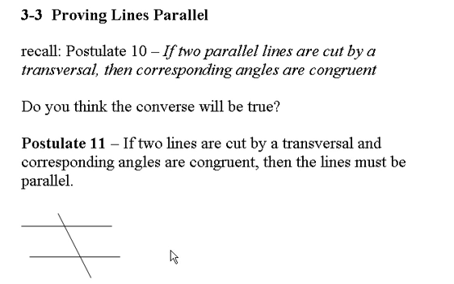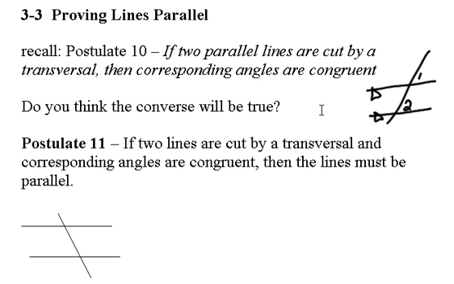Section 3.3 in our textbook talks about how we would prove two lines to be parallel. If you remember postulate 10 from section 3.2, it said if two parallel lines are cut by a transversal, then corresponding angles are congruent. So before, if we had two lines and we were told that they were parallel, then we knew that angle 1 and angle 2 here would have to be equal.